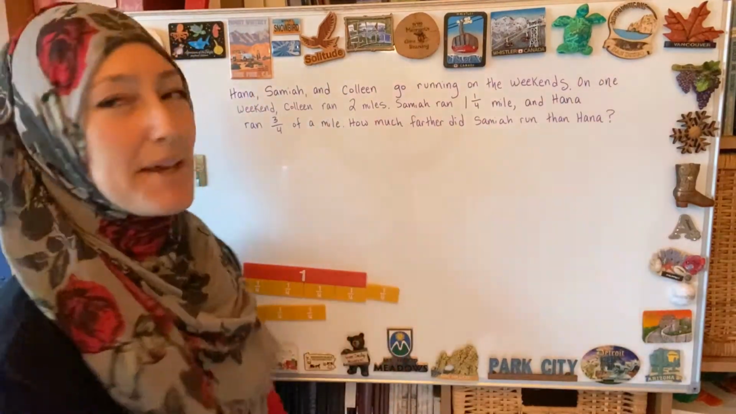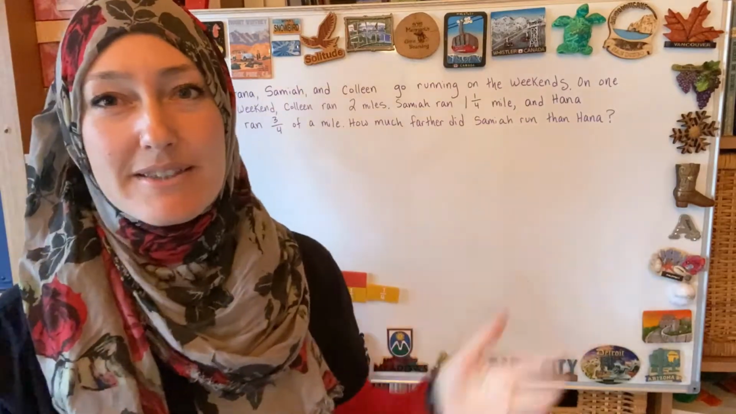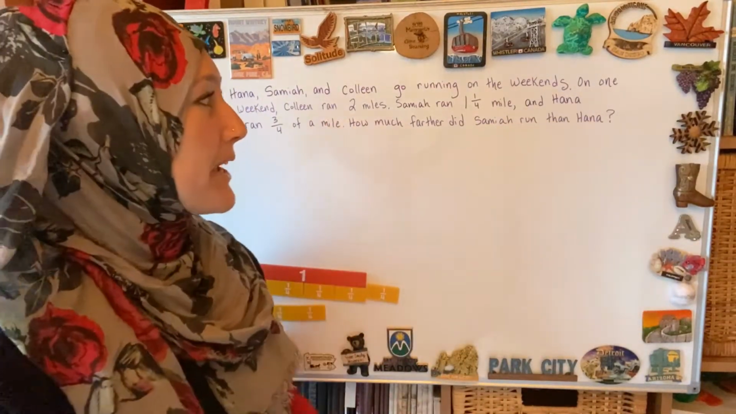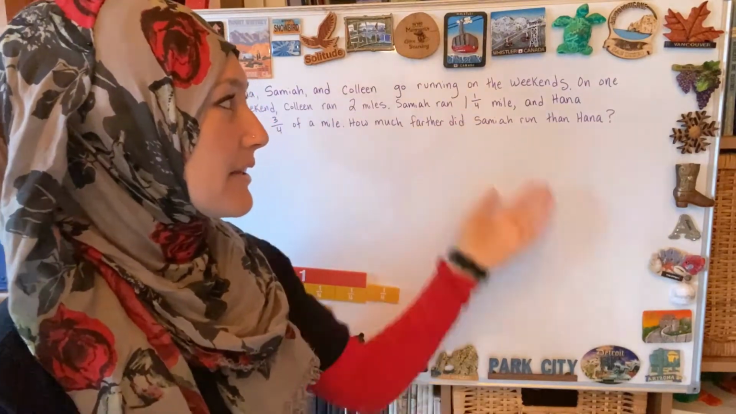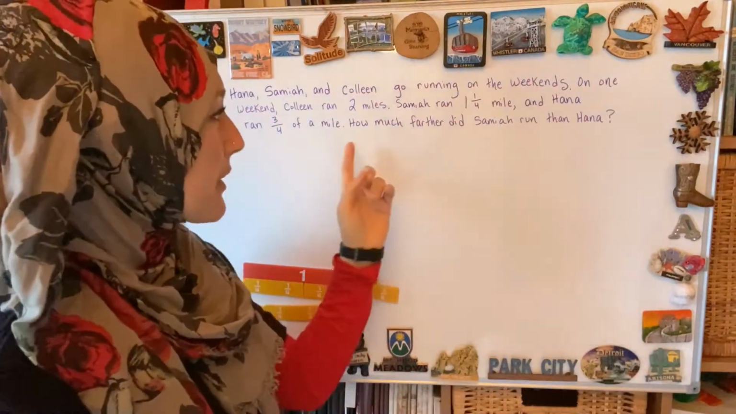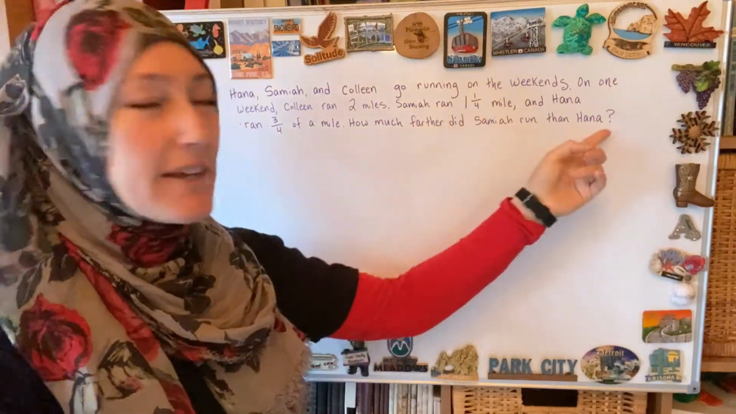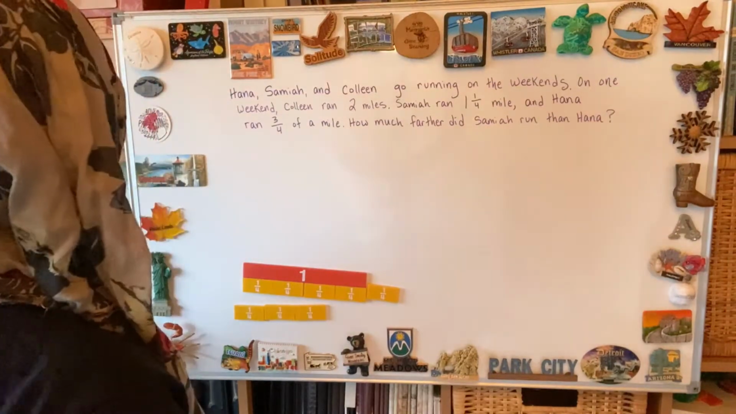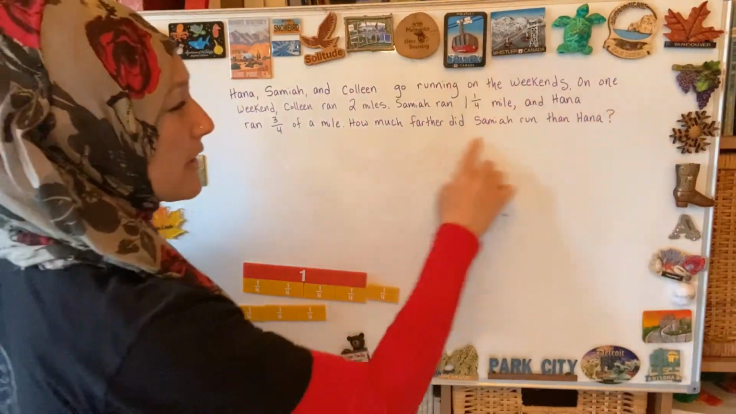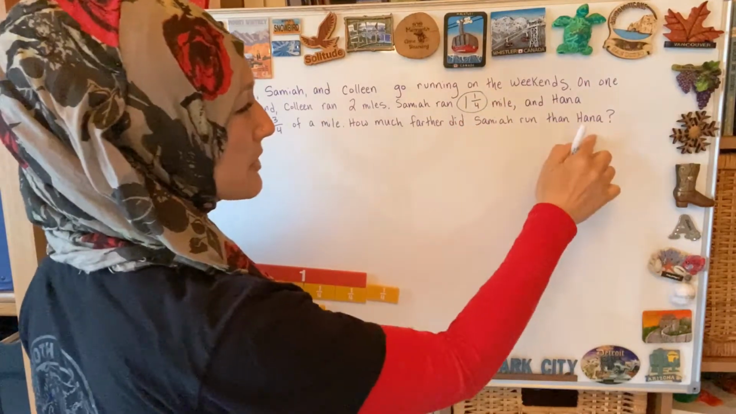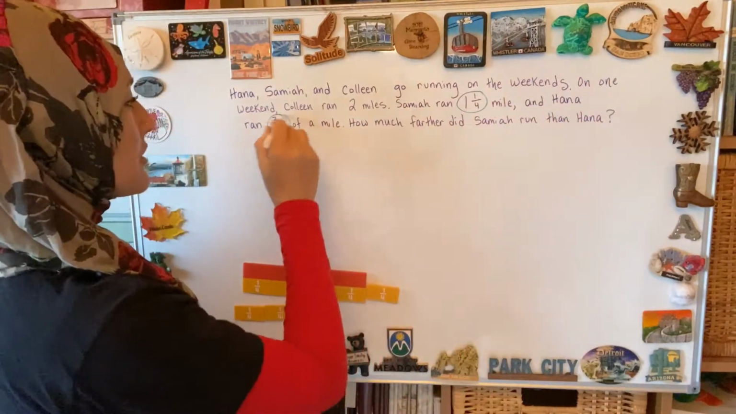So Hannah, Samia, and Colleen go running on the weekends, and one weekend, Colleen ran 2 miles, Samia ran a certain number of miles, and Hannah ran a certain number of miles. We want to know how much farther did Samia run than Hannah. So we want to focus on that piece of information. So let's circle what we need. We're talking about Samia, so we're talking about 1 1/4, and we're talking about 3/4.